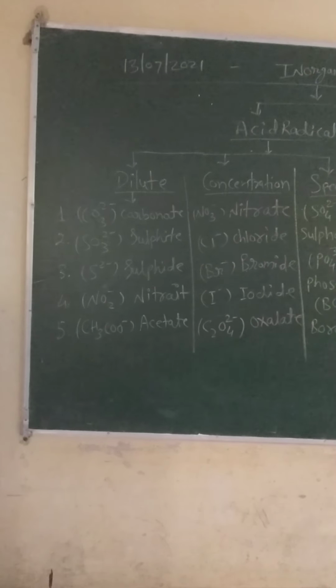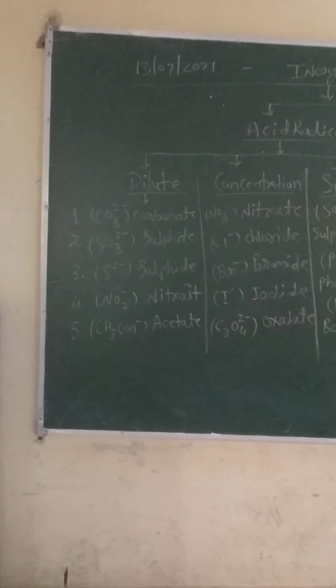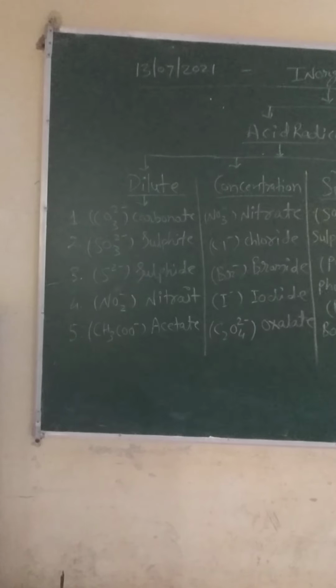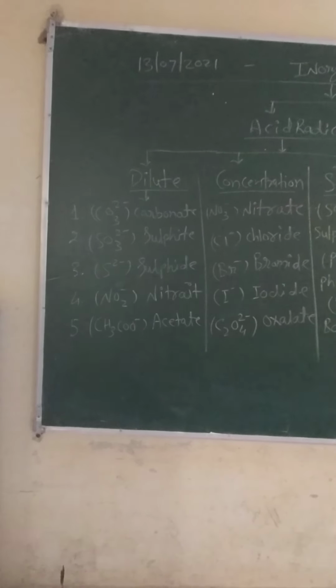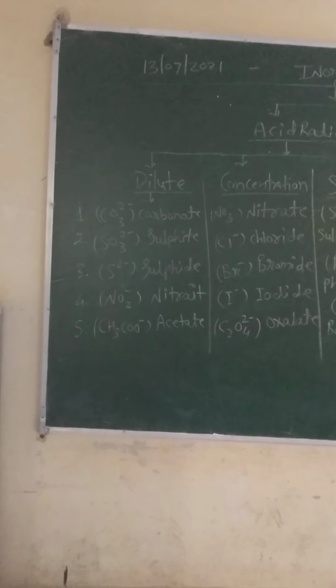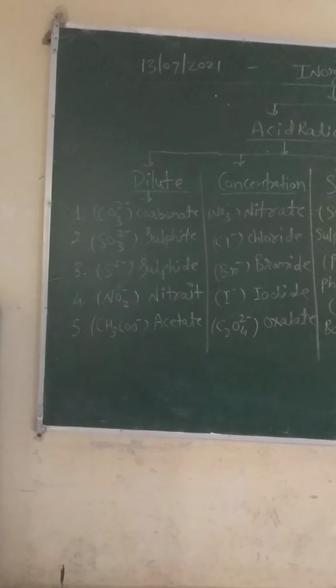So I told you the carbonate process. Listen: first, dilute radicals start in the acid radical practicals, then the carbonate test. The carbonate test is a confirmatory test.